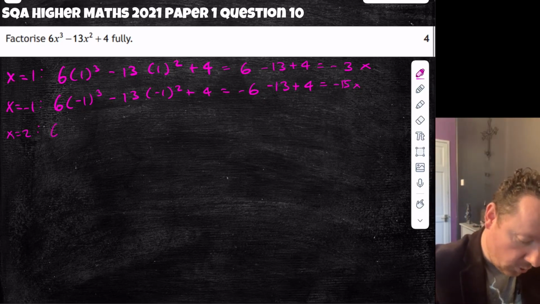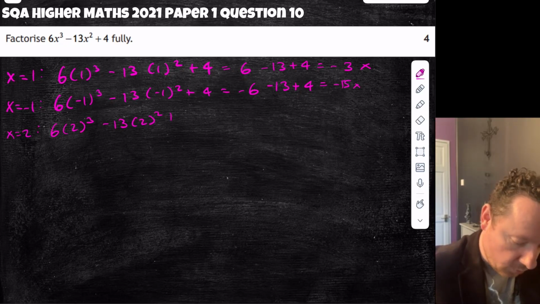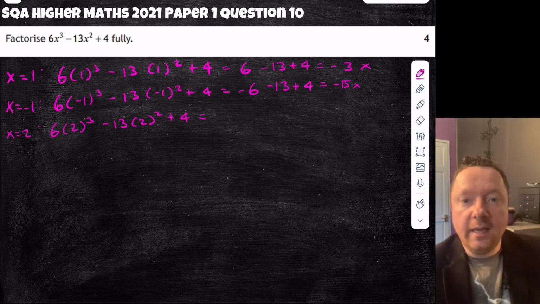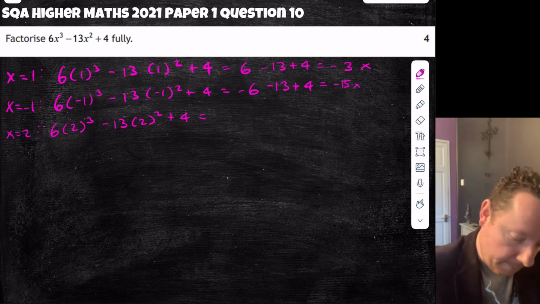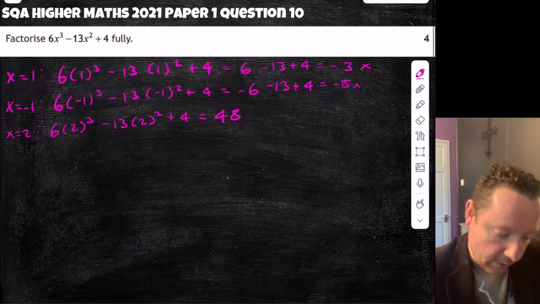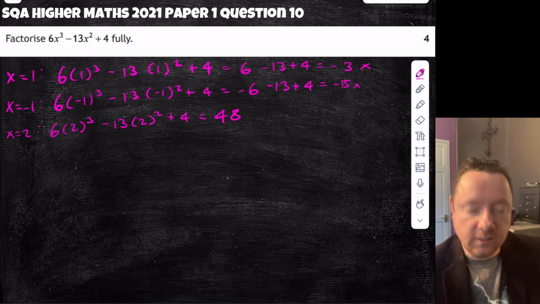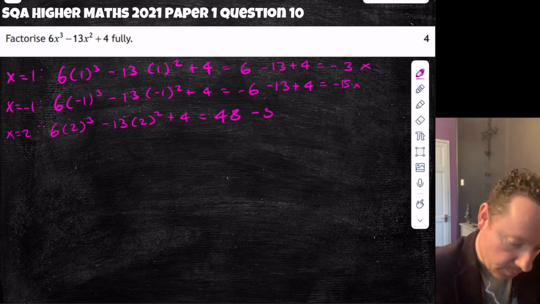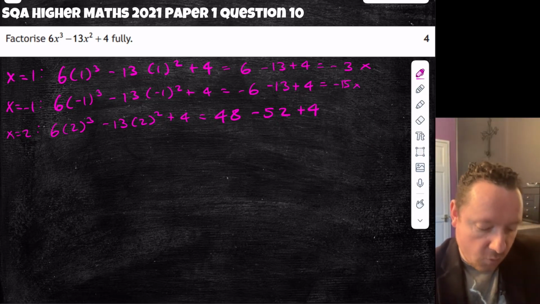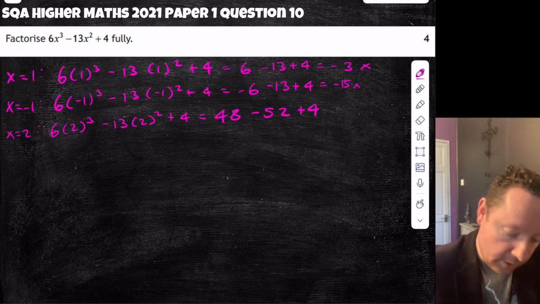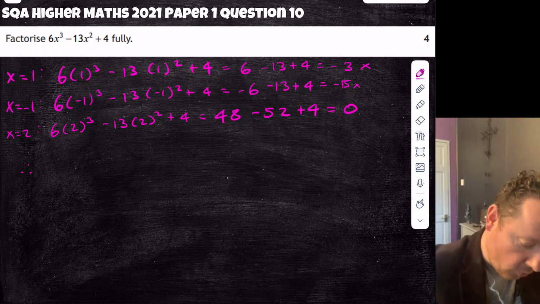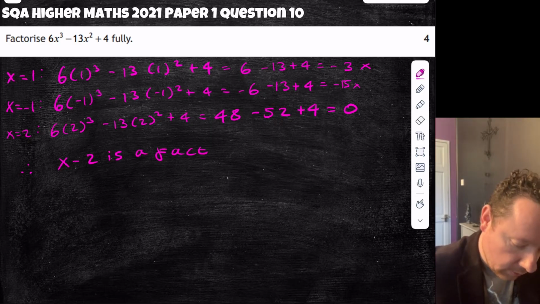So 6 times 2 cubed, minus 13 times 2 squared, plus 4. 2 cubed is 8, 8 sixes is 48. And then 2 squared is 4, 4 13s is 52. And plus 4, that's good then. 48 plus 4 is 52, minus 52 is 0. Therefore, x minus 2 is a factor. Remainder is 0.